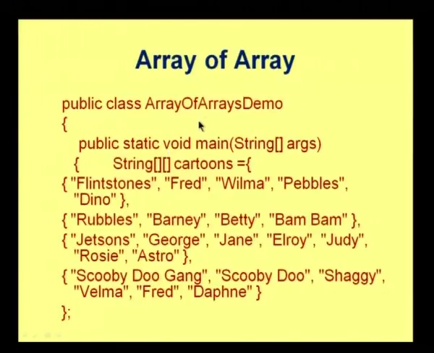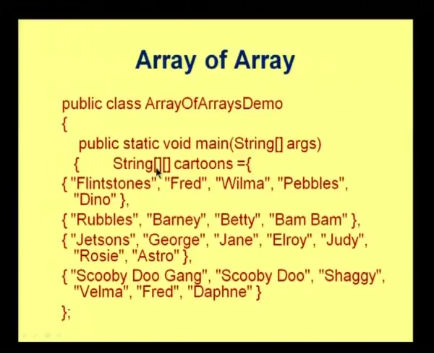Whereas here you can see that we have an array of arrays. So already we have seen a string array. Now I have an array of arrays. A string array, then another string array, another string array and another string array. So here we have 4 string arrays, and these 4 string arrays together form an array again. So this is a 2-dimensional array.